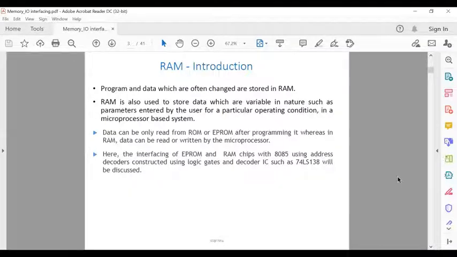Just as when you use the programming concept to do practical classes, whether with a trainer kit or a simulator. RAM is also used to store data that are variable in nature, for example data used by the programmer for arithmetic and logical operations can be stored in the RAM. Data can only be read from a ROM or EPROM, whereas it can be written into and read from a RAM.